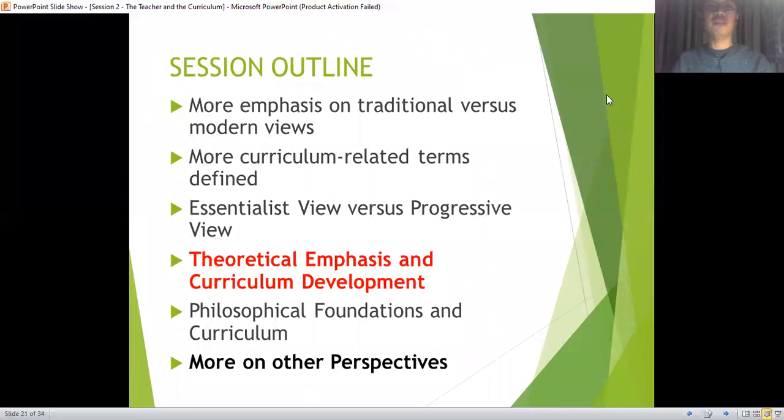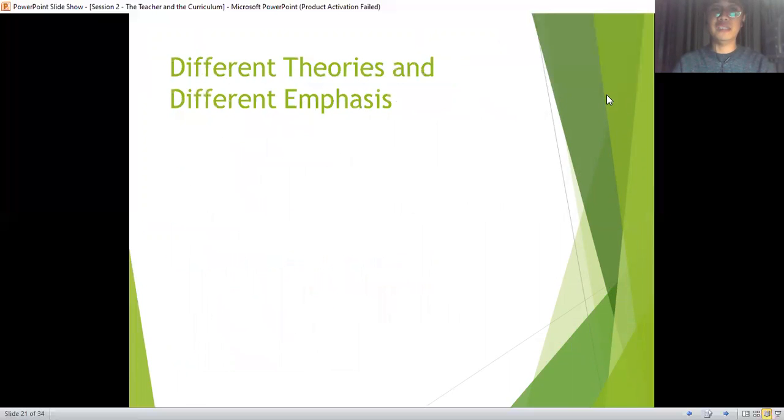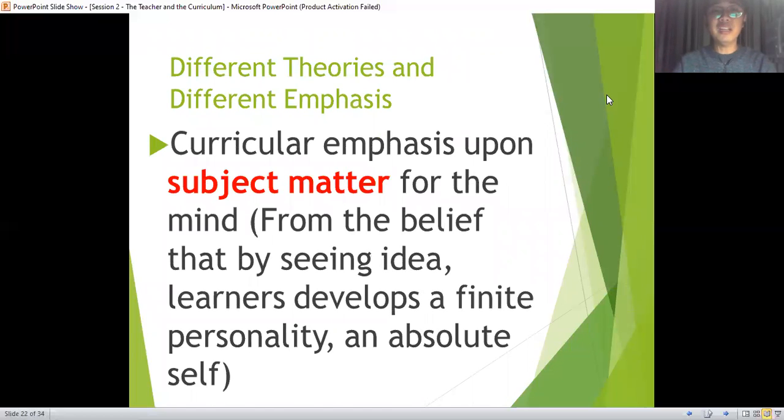Okay, we move now to the theoretical emphasis and curriculum development. So what are these theoretical emphasis? First, curricular emphasis on the subject matter, for the mind. Saan to nanggagaling? It is from the belief that by seeing idea, learners develop a finite personality and absolute stuff. So focus is on the subject matter. That's your emphasis.